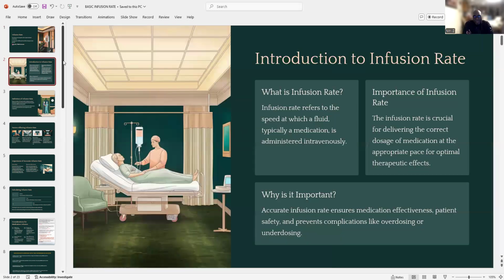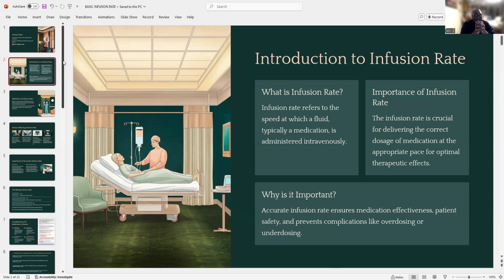Now, what is an infusion rate? We learn about it. Infusion rate refers to the speed at which a fluid, typically a medication, is administered intravenously. So whenever we have to give medication through an IV, how long it takes, the speed at which we are giving that medication, that's what we call the infusion rate. Infusion rate is very crucial for delivering the correct dosage of medication.